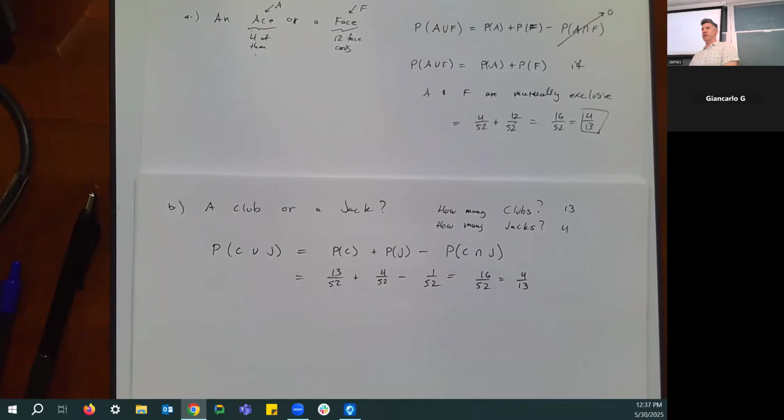Coincidentally, the same probability as the previous one, although not really for any good reason, other than there happen to be exactly 16 cards that are clubs or jacks, and there happen to be 16 cards that are aces, kings, queens, or jacks as well.